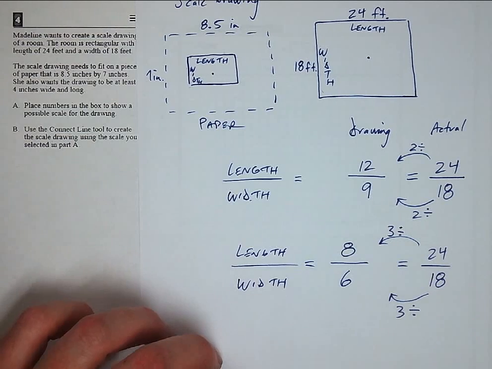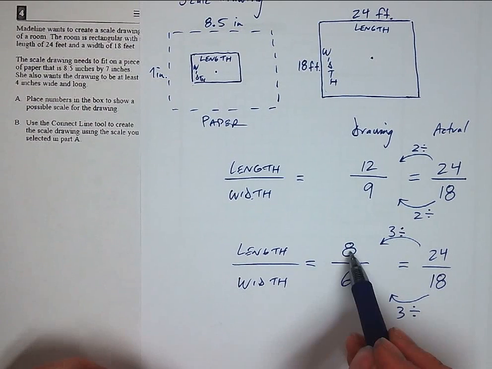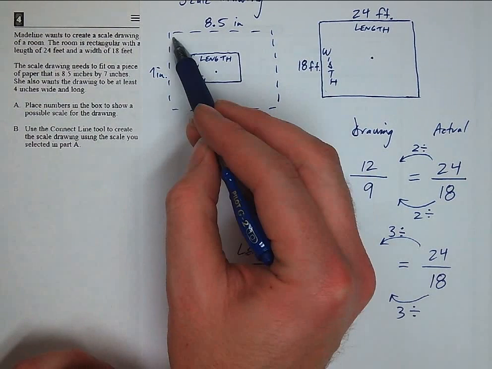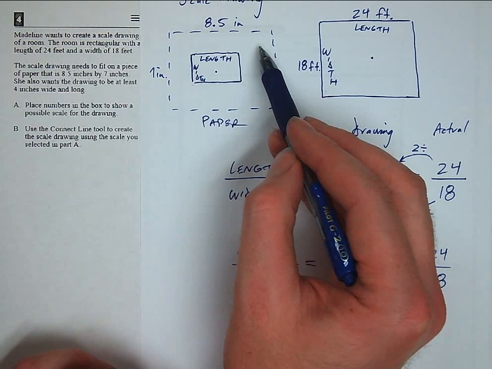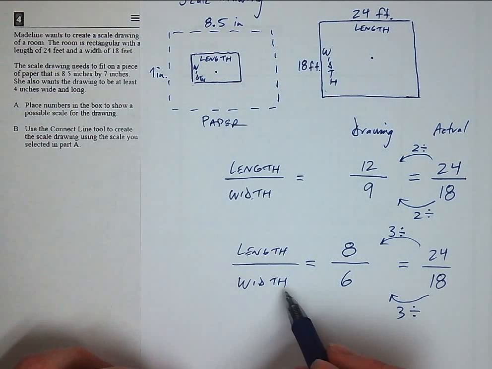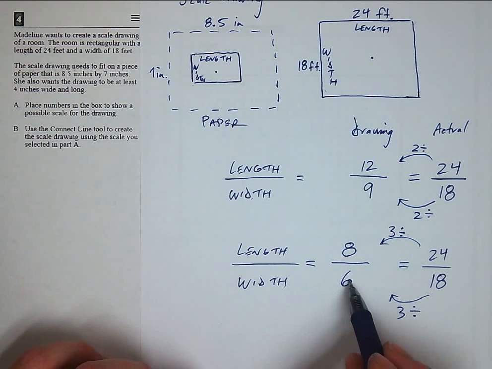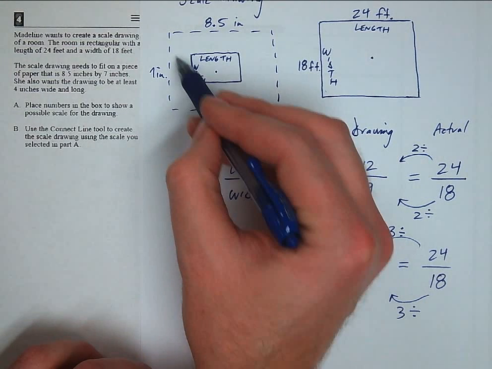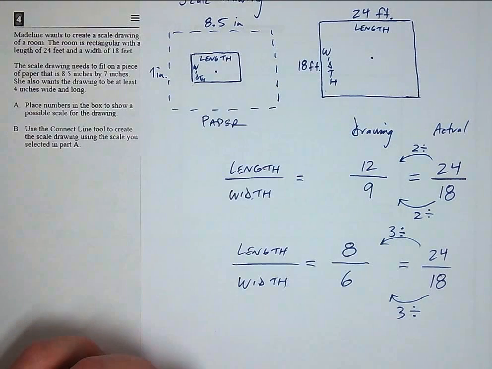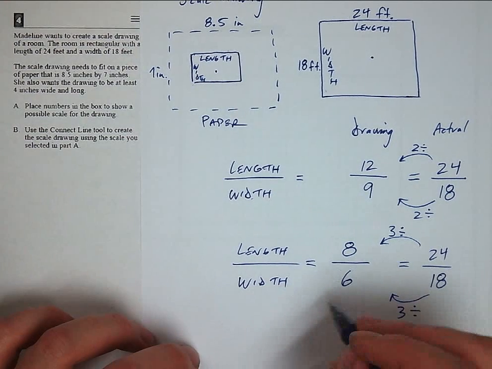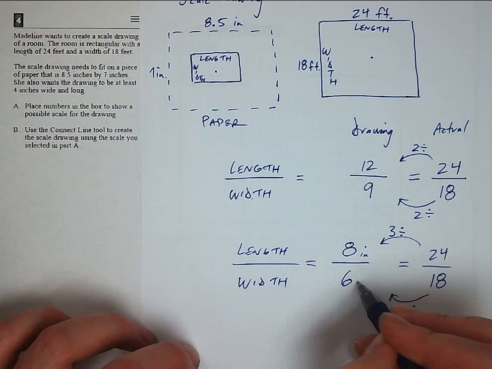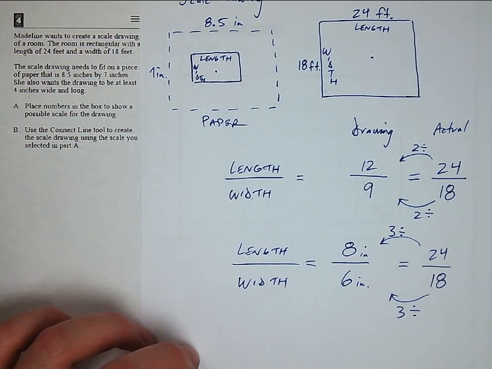So this means that the length is 8 inches. Will that fit on our paper? Yes, it will. It'll be slightly smaller than 8.5. What about the width of 6 inches? Will the width of 6 inches fit on our paper? Yes, it will, because that's less than 7. So this works. A length of 8 inches and a width of 6 inches, that works.